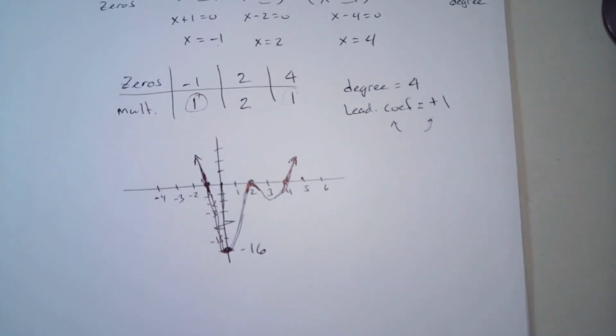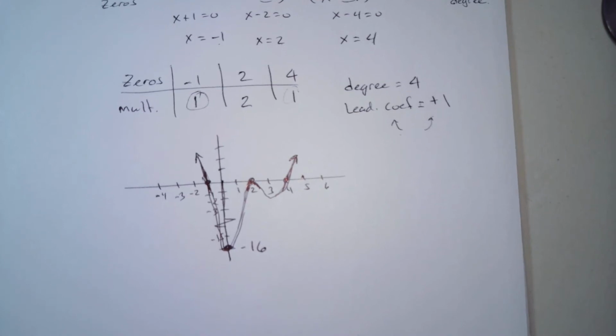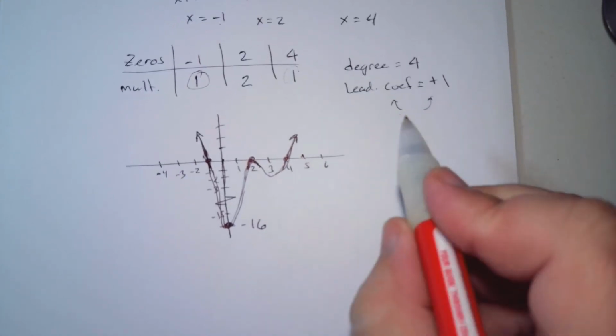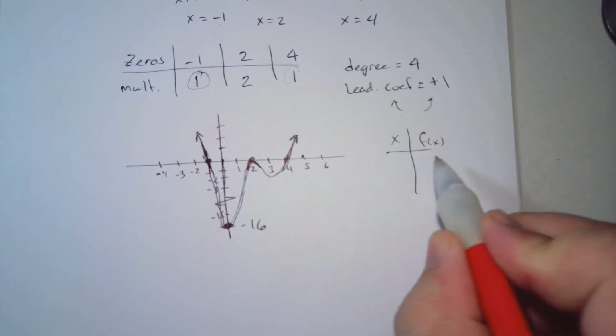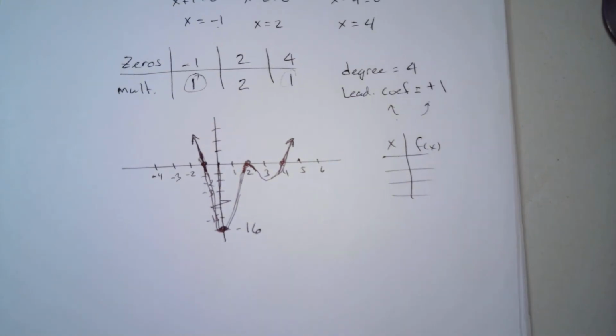Right, so that's what the graph is going to look like. It's a rough graph of it. Okay, that's where you'd have to create a table and plug in some points and see where they lay. All right.